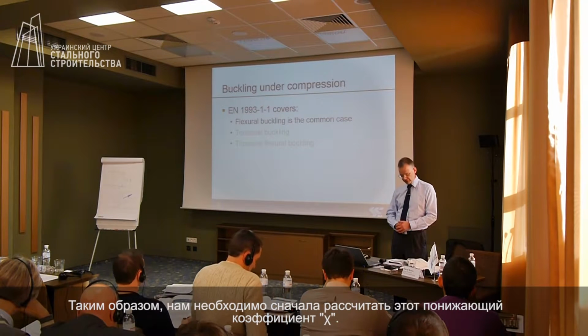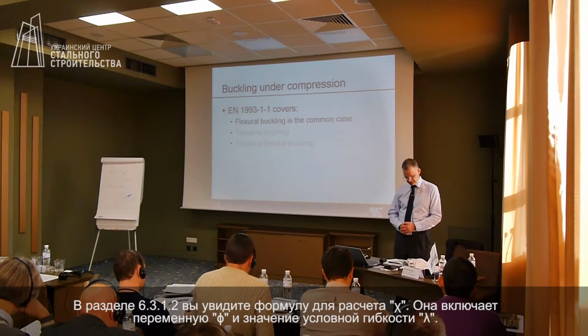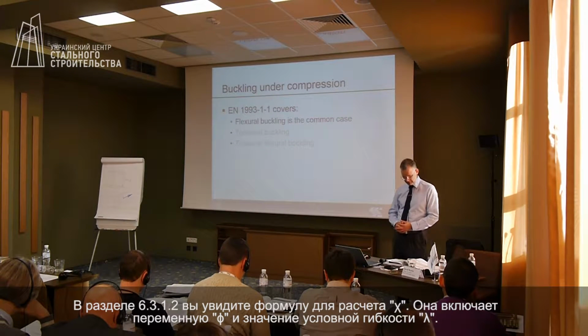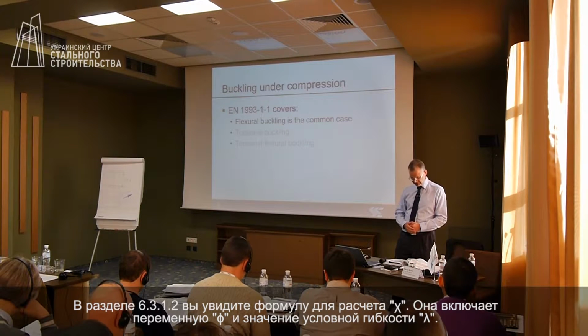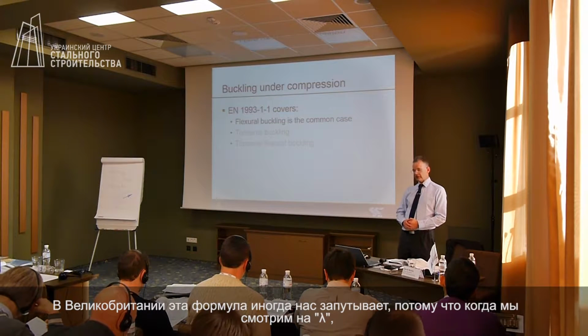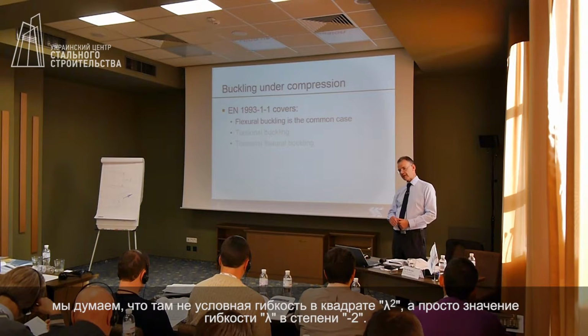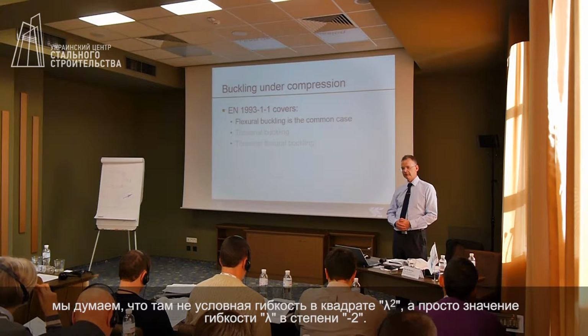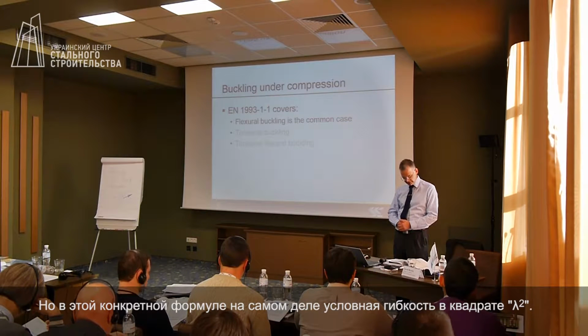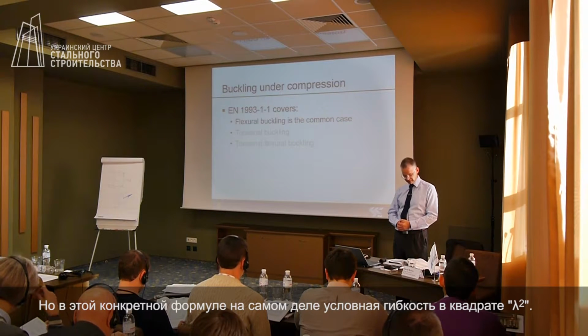So we need to calculate this reduction factor chi. So under section 6.3.1.2, you will see a formula for chi. It involves a couple of things. It involves the variable phi and lambda bar. And this confuses us in the UK because sometimes we think that lambda bar is lambda to the power of -2, because we have never met this expression before. But actually, it's lambda bar squared in that particular formula.